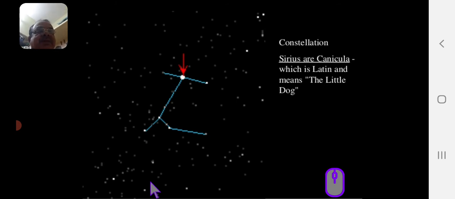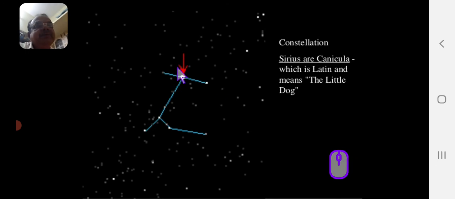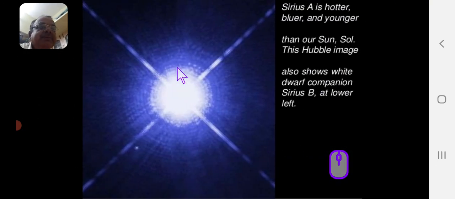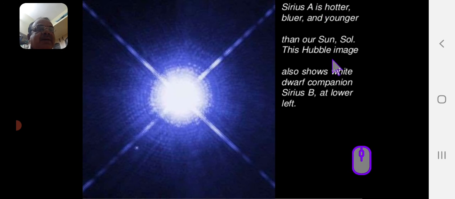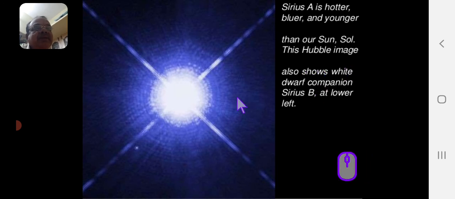This is Sirius, the Sirius star. Sirius is bluer and younger than the sun. This shows the white dwarf star. An example of a white dwarf star is Sirius B.